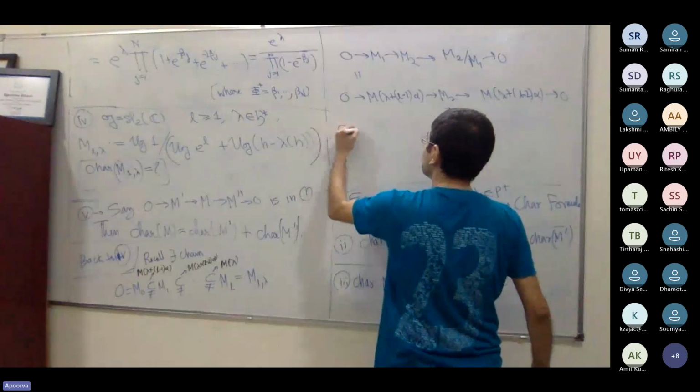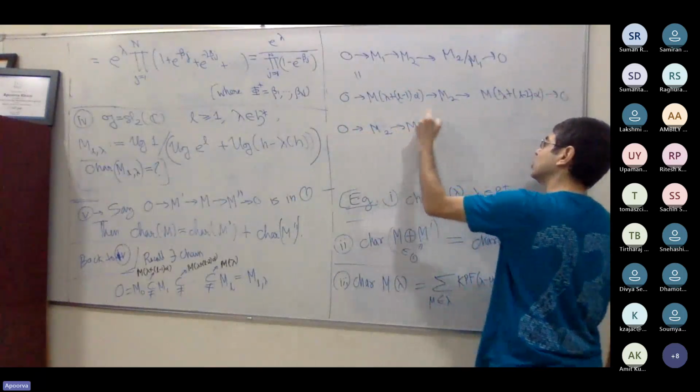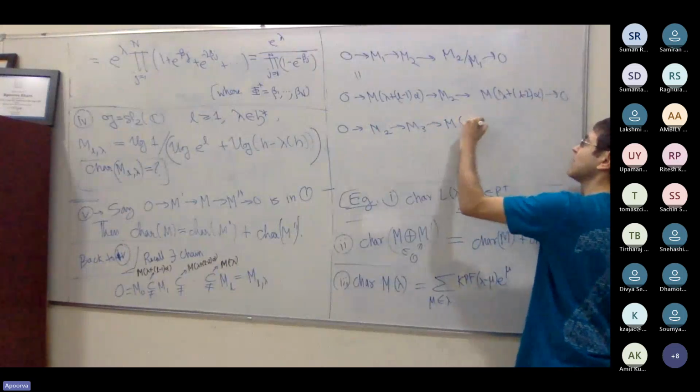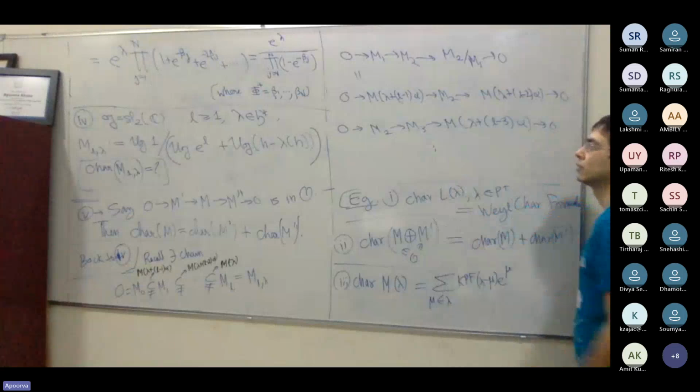Okay, and then similarly now 0 to M2 to M3 to, now M3 mod M2 is M of lambda plus L minus 3 alpha, etc.